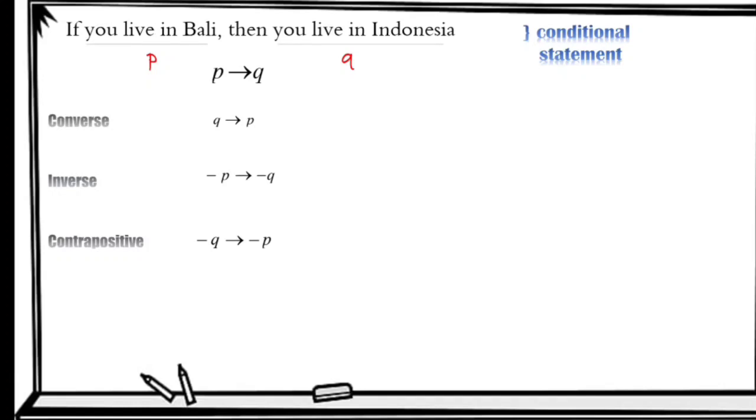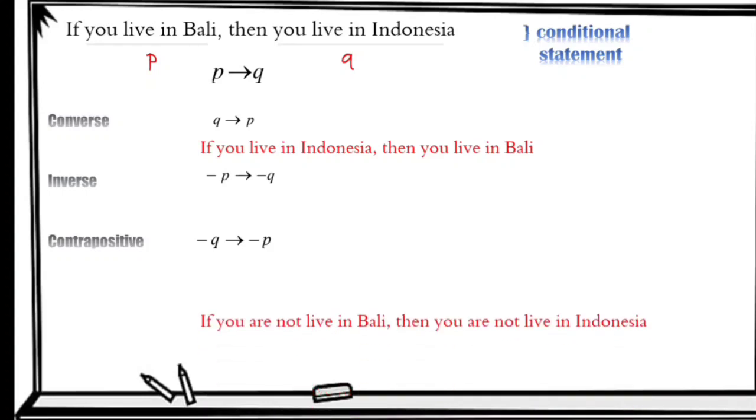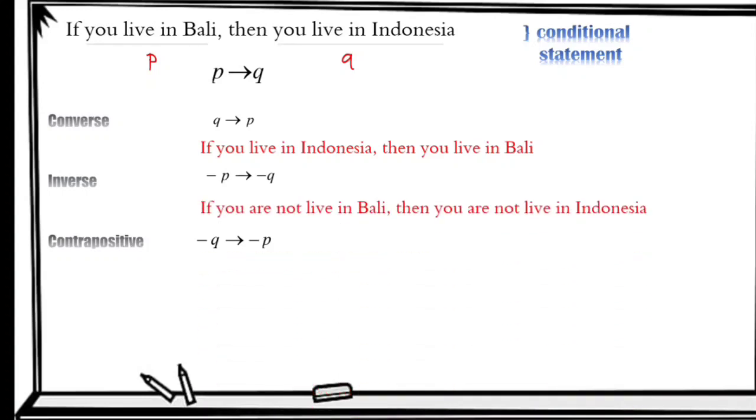Then how about the converse? The converse is "if Q then P." So the converse is: if you live in Indonesia, then you live in Bali. Next, the inverse. The inverse is "if not P, then not Q." So the inverse is: if you are not living in Bali, then you are not living in Indonesia. Then the last one is the contrapositive. The contrapositive is: if you are not living in Indonesia, then you are not living in Bali.